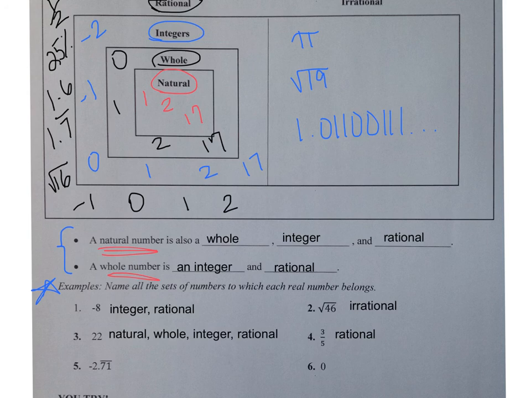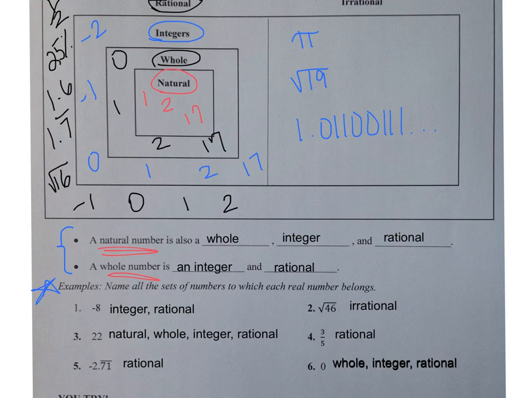Number 5, -2.71 repeating. Okay, well, where do decimals go that are repeating? Again, they're right here, and that category is rational. So it's just a rational number. And now let's look at number 6. Number 6 is 0. And where does 0 start? Well, 0 is a whole number. So again, it's everything above. It's a whole, integer, and rational.